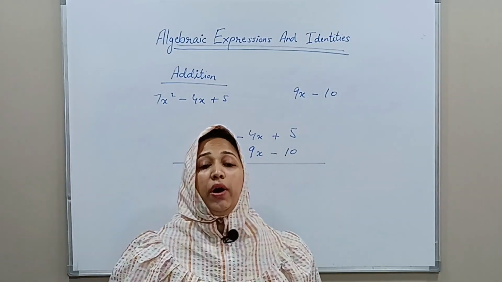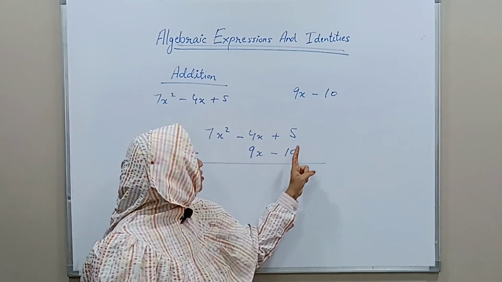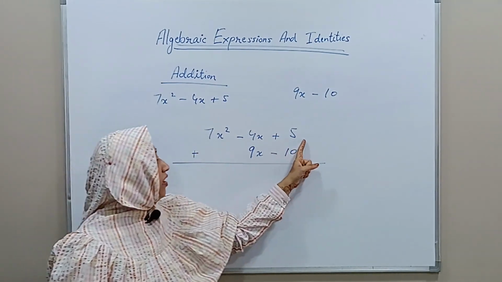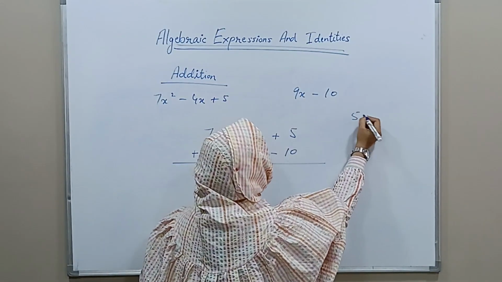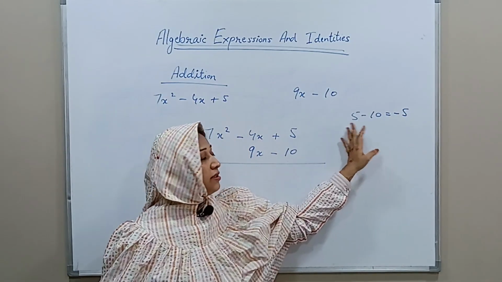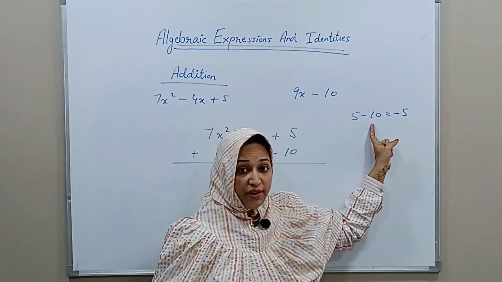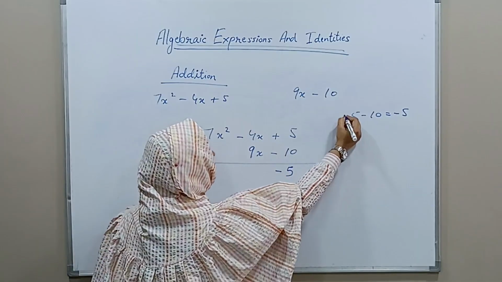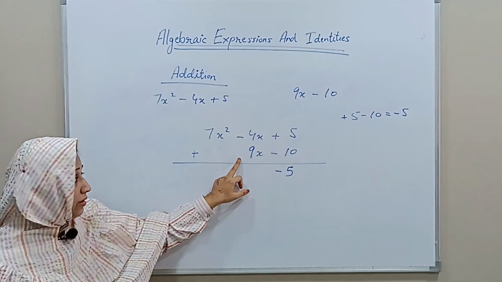Now while adding, you have to remember all the rules of the integers, right? So here consider signs. 5 is positive, 10 is negative. So 5 minus 10 is equal to minus 5, right? Since they have different signs, we will subtract them and take the sign of the greater number. So this is minus 5, then minus 4x plus 9x.